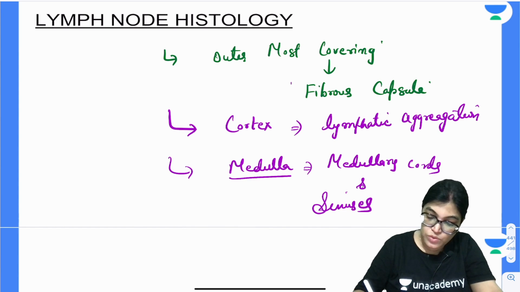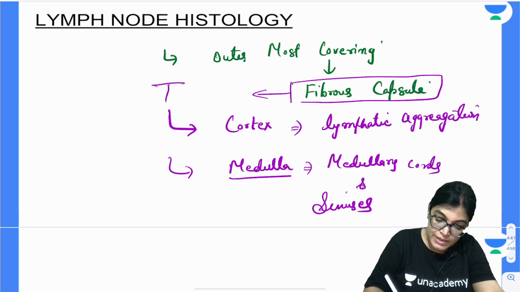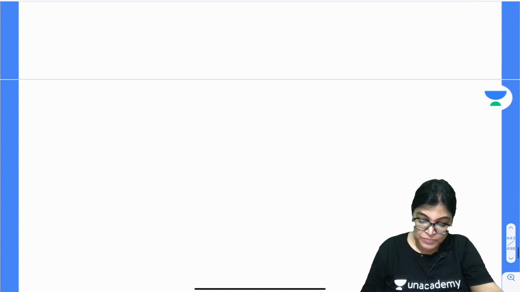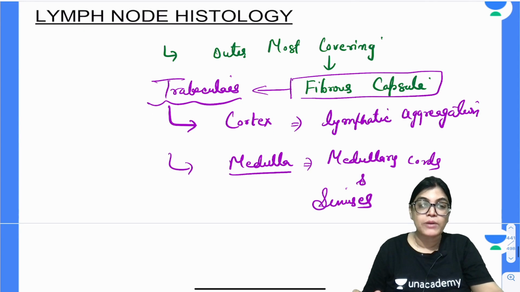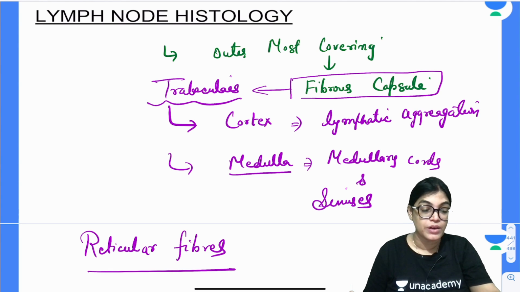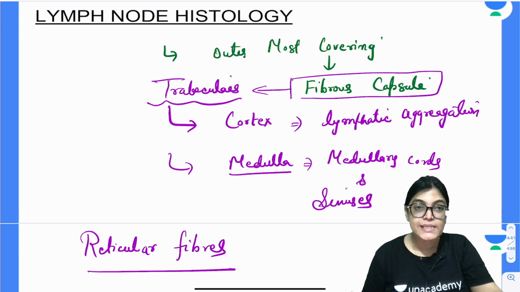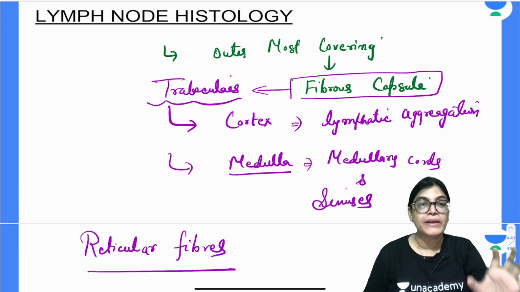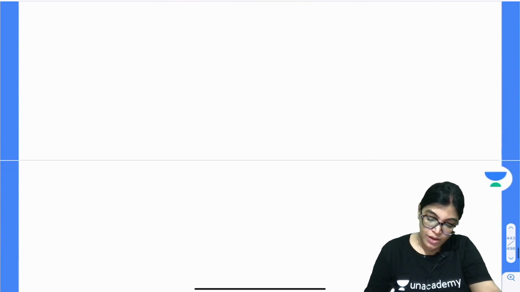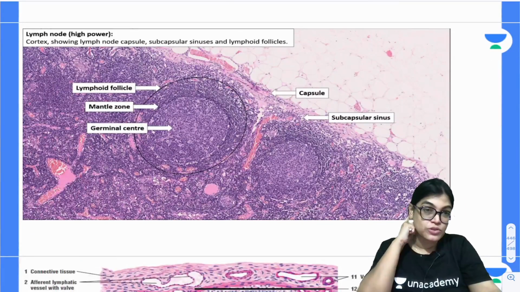Outermost covering is the fibrous capsule. From the fibrous capsule, trabeculae are given inside, and these trabeculae will divide the interior of the lymph node into lobes and lobules. Okay, and now the supporting network or framework is supported by reticular fibers. Actually, in all cases of lymphoid structures, that is in case of spleen, lymph node, tonsil, the supporting framework is formed by reticular fibers. Only in case of thymus gland it is formed by epithelio-reticular cells. Okay, so now I would like to show you a diagram for it.